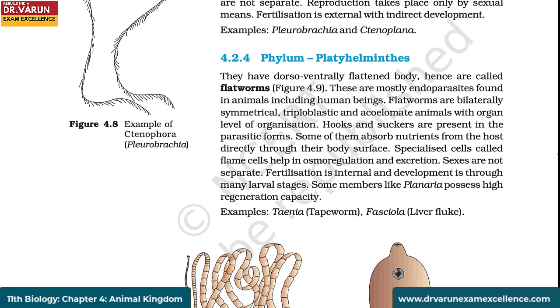Phylum Platyhelminthes. They have dorso-ventrally flattened body, hence are called flatworms. These are mostly endoparasites found in animals including human beings. Flatworms are bilaterally symmetrical, triploblastic and acoelomate animals with organ level of organization.